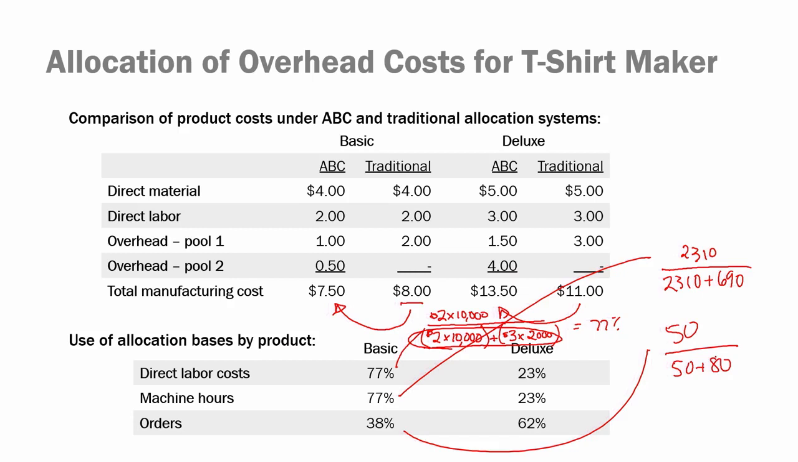So under the ABC system, they're allocated 77% of half the overhead costs that are driven by machine hours, and they're allocated 38% of the other half of the overhead costs that are driven by customer orders. So customer orders was used to allocate half of the overhead under the ABC system. So naturally, the allocation of overhead to the basic t-shirts would go down, and the allocation to deluxe t-shirts would go up when we consider that it's the deluxe t-shirt that's causing most of that portion of the overhead to be incurred.